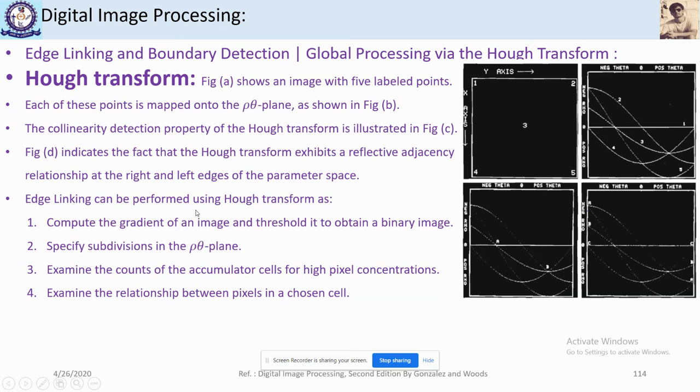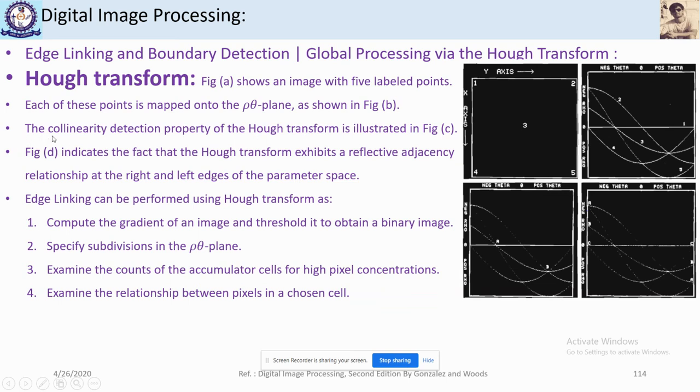So this is how we can find out, in the parameter plane, which points are collinear in the xy plane. Figure A shows the image with five labeled points. Each of these points is mapped onto the rho-theta plane. Corresponding to point 1, this is the curve. Corresponding to point 2, this is the curve. Corresponding to point 3, this is the curve. 4, and this is the 5.